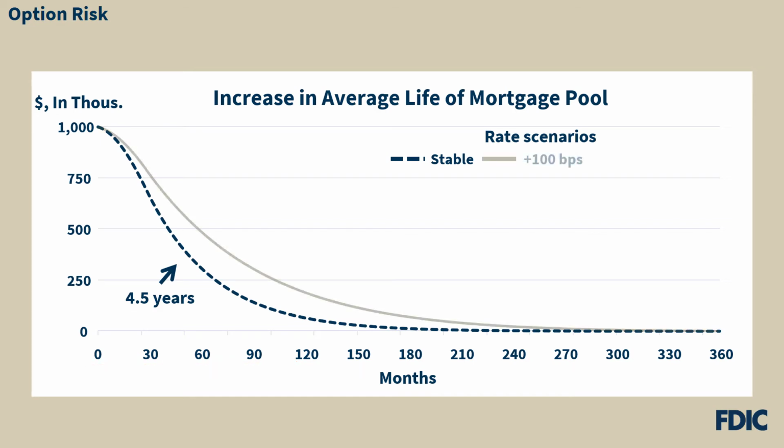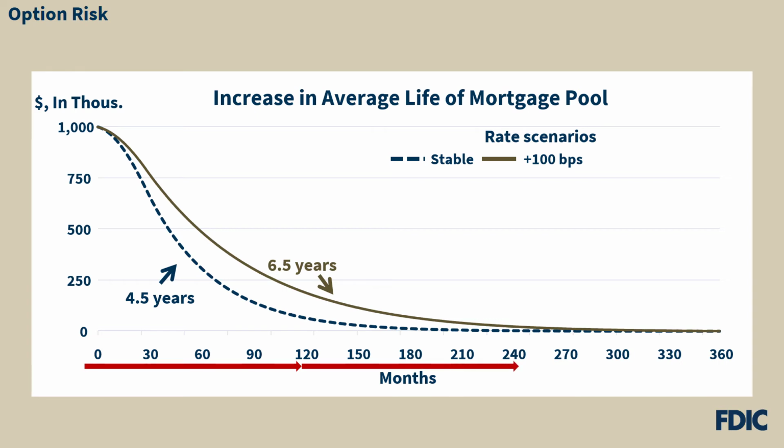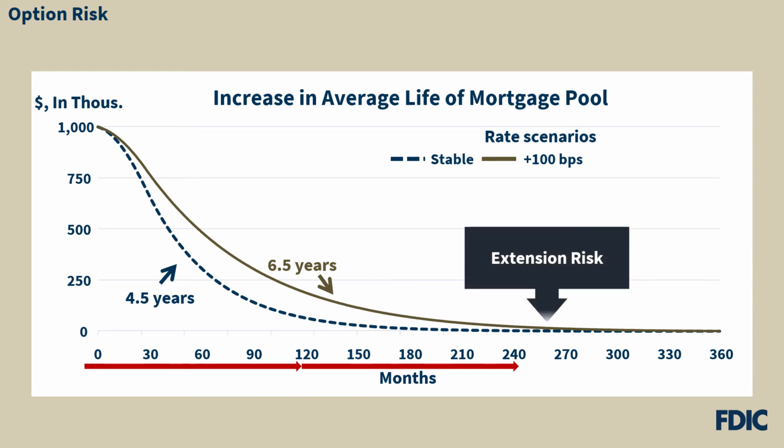But what happens if rates increase by 100 basis points? In this case, prepayments slow because consumers are not refinancing their mortgages as quickly as originally expected due to higher rates. The average life of the pool extends to 6.5 years. As a result, the bank will receive principal payments at a slower pace than originally expected, and these mortgages, which yield a below-market rate, remain on the balance sheet for a longer period of time. This is called extension risk.